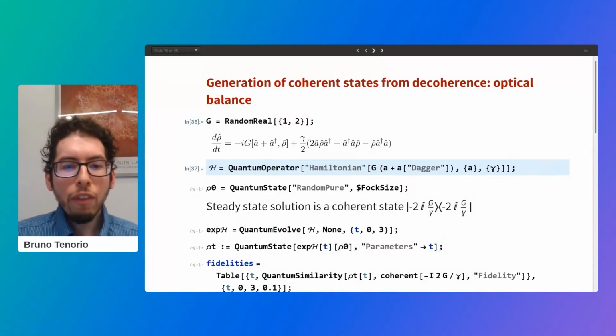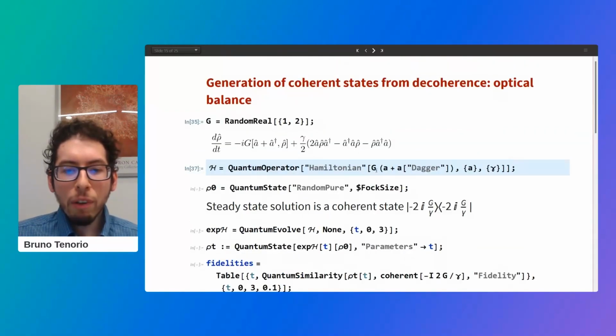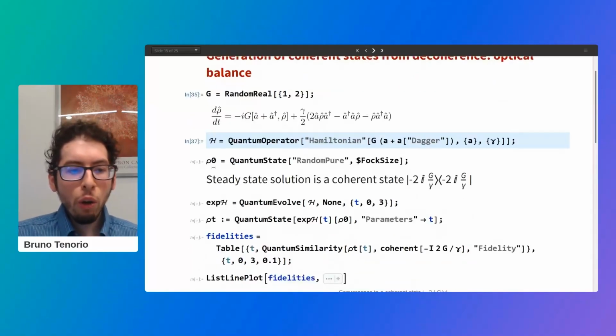We can also try a different case, that is generation of coherent states from decoherence, something that is called optical balance. So we're considering a driving field in this case that is related to this parameter G. So we use the quantum operator, the Hamiltonian. We consider the drive. So the idea is that this driving field will balance out with the single photon loss. We use a random pure initial state. So we know the steady state solution should be a coherent state of this analytical expression.